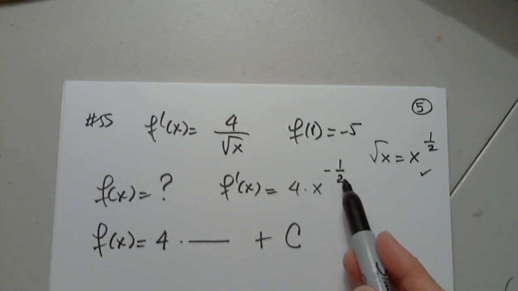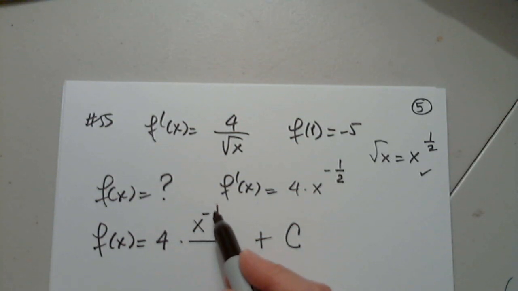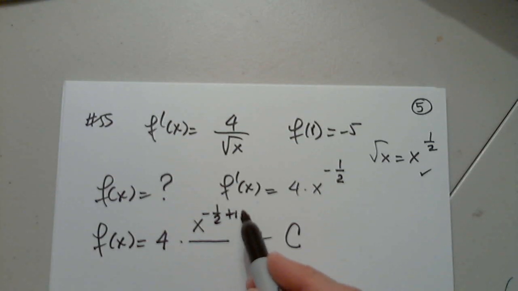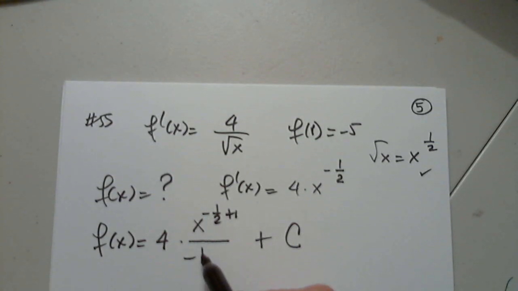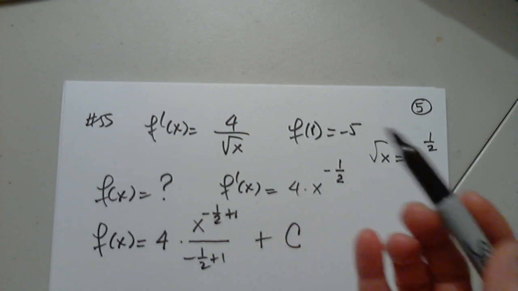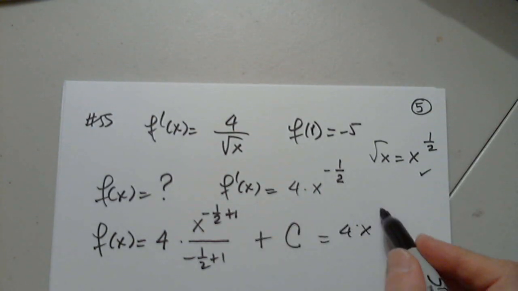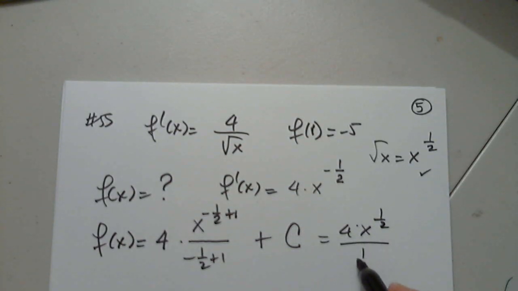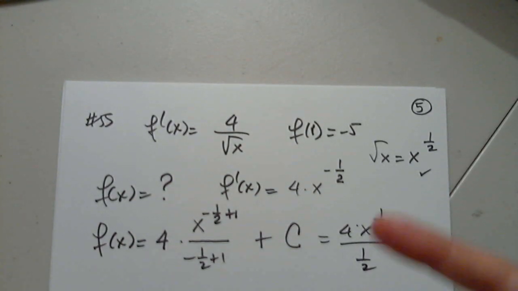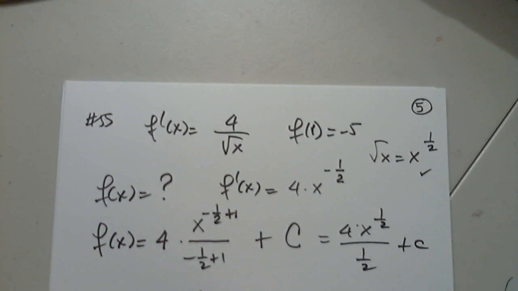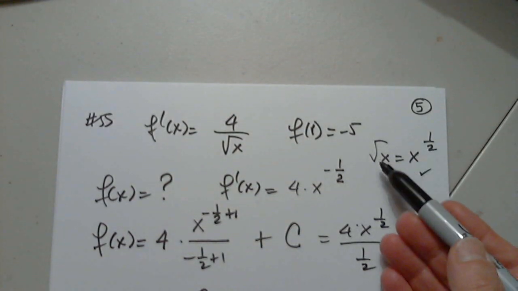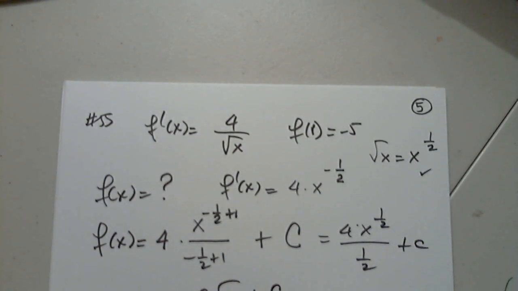I have x to -1/2, and I have to add 1 to it. All I have to do next is just copy that number. Good. So 1 minus 1/2 is 1/2. So I have 4 x to 1/2 divided by 1/2 plus a constant c, and I have to flip. So it's 8. And now I can go back to the square root of x plus a constant c.